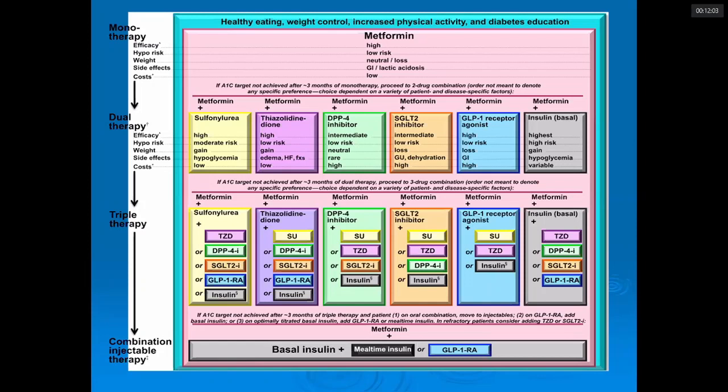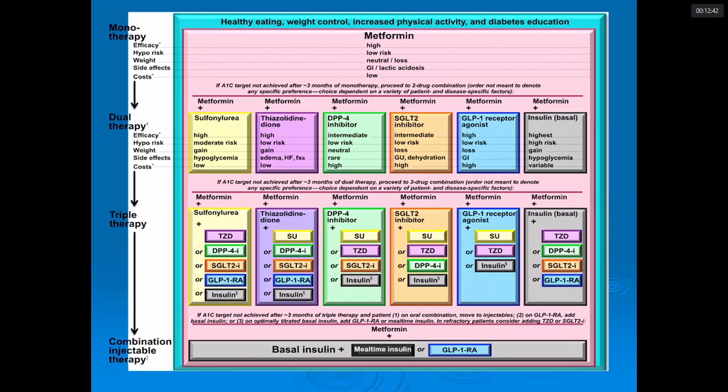The other groups: we have sulfonylurea, thiazolidinedione, DPP-4 inhibitors, SGLT2 inhibitors, and GLP-1 receptor agonists, and we have insulin, mostly basal insulin. Sulfonylureas, of course, stimulate beta cells to secrete more insulin, so we must have functioning beta cells. And this can cause hypoglycemia. So this medication can cause hypoglycemia and can cause an increase in weight.